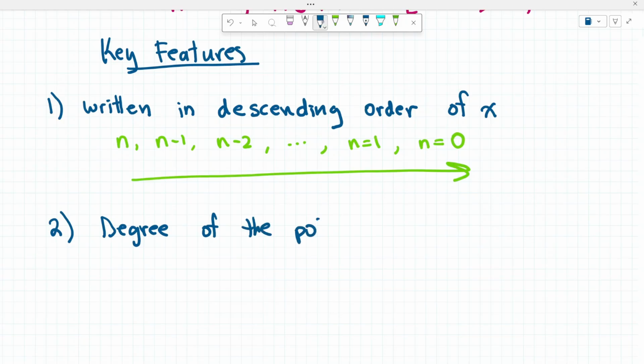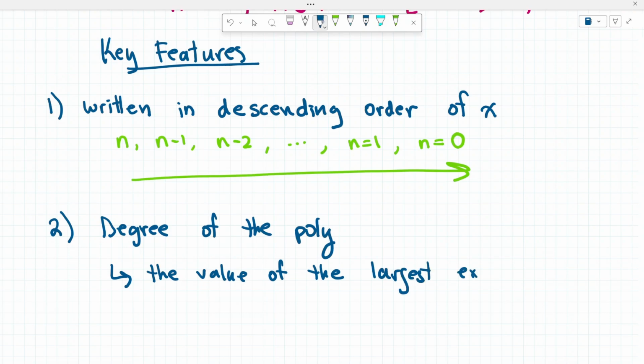When you see a polynomial, how do you establish the degree? Because in mathematics, a big discussion is, I have a polynomial of degree 5, I have a polynomial of degree 2, and that can actually impact some of its other properties. So how do you determine the degree? The degree of the polynomial is the value of the largest exponent.